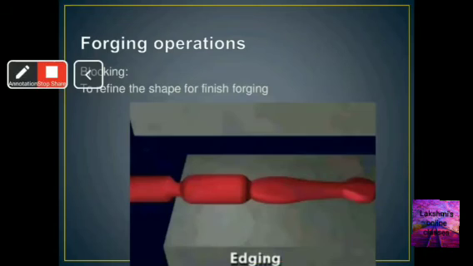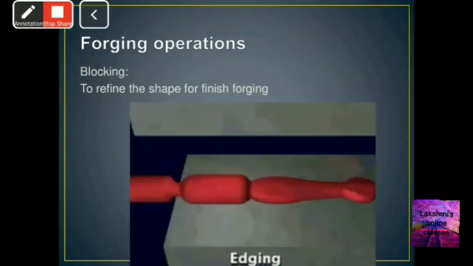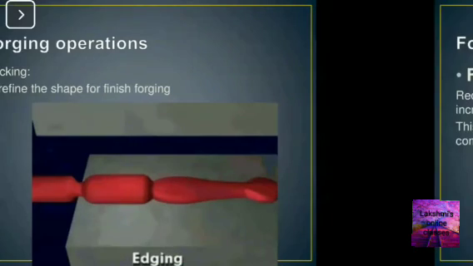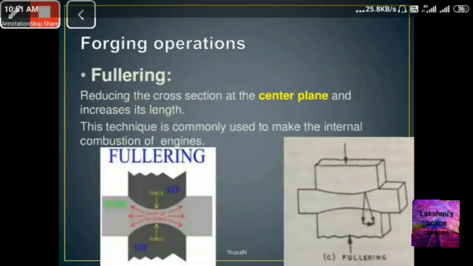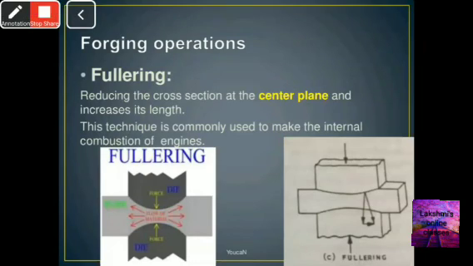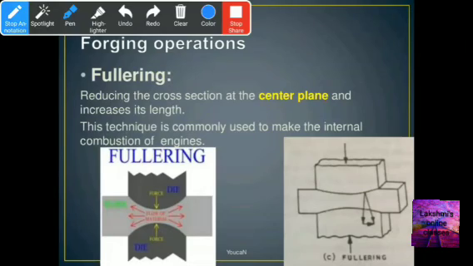So this is the forging. This is the blocking, which refines the shape of the finished forging. Next is the fullering forging operation, which is one of the methods. Students, here you will observe this is the workpiece.